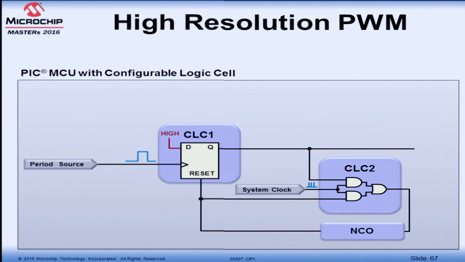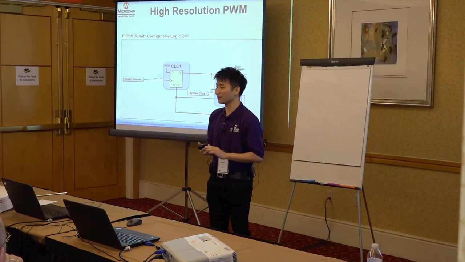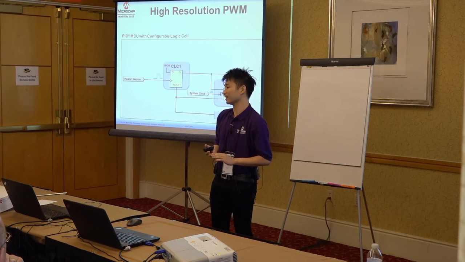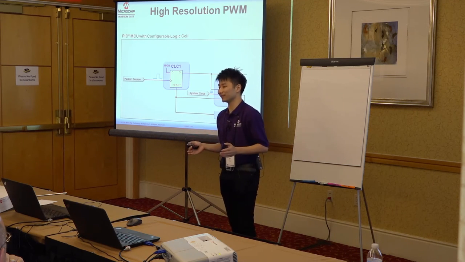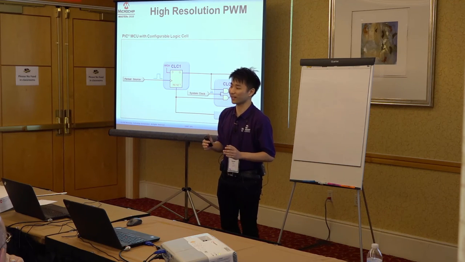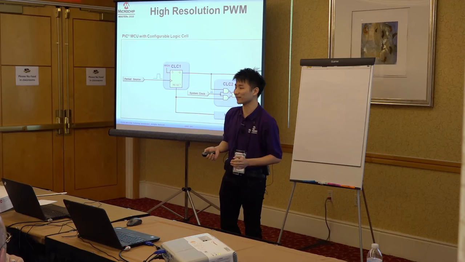Okay, in the PIC microcontroller, we have two CLCs, one D-latch, and I'm going to ask you guys a question. If I think about it, you really need two things to generate a PWM. What are the two things that you can think of? So what you really need is two parameters to generate a PWM signal, right? So basically, you need a period, and then you need an amount of on time to apply to that. Then you have a duty cycle, right?